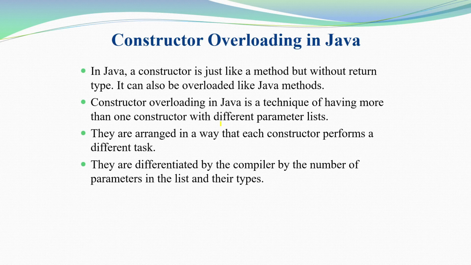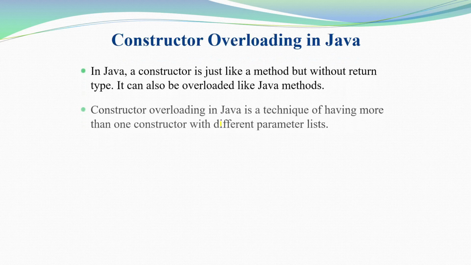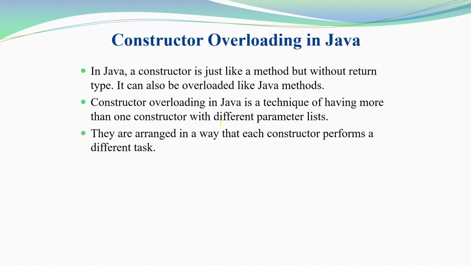They are arranged in a way that each constructor performs a different task. For example, if we are passing 1 parameter, then that particular constructor belongs to some particular requirement and performs a particular task. And if we are passing 2 parameters, then that particular constructor performs a different task. In that situation, we can go for constructor overloading. In Java, a constructor is just like a method but without a return type. It can also be overloaded just like Java methods.